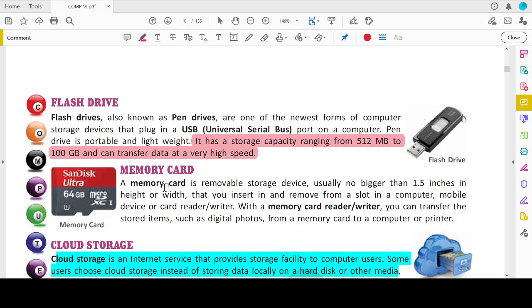Next one is a memory card. It is a removable storage device, usually not bigger than 1.5 inches in height or width. We can insert it or remove it from a slot in a computer, mobile device or a card reader. With a memory card reader or writer, we can transfer storage items such as digital photos and music. So you can carry a large amount of information within your pen drive or a flash drive.